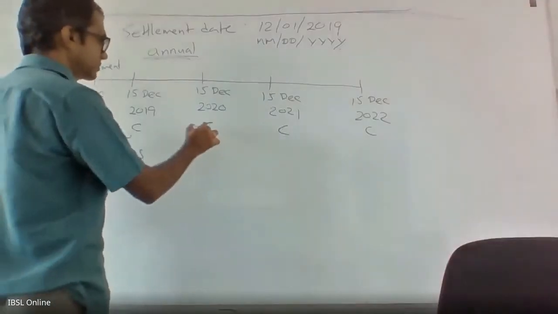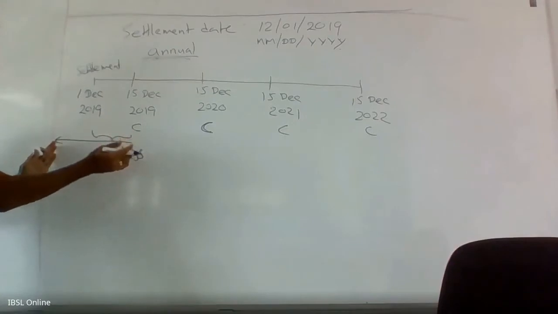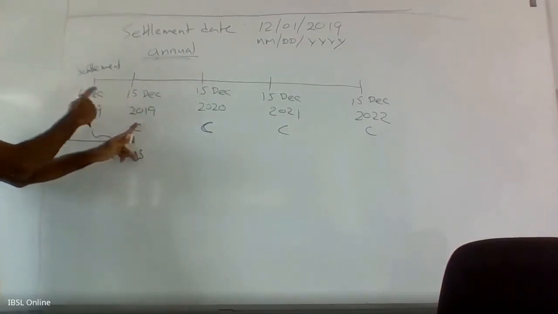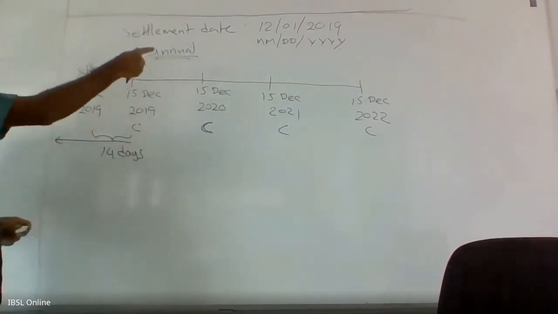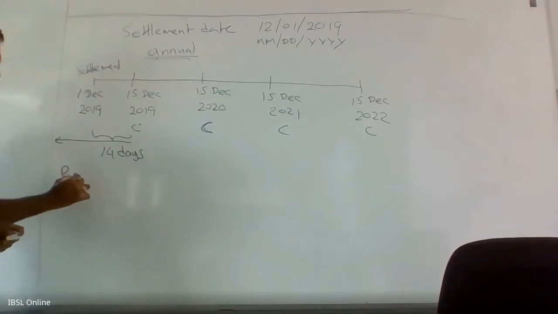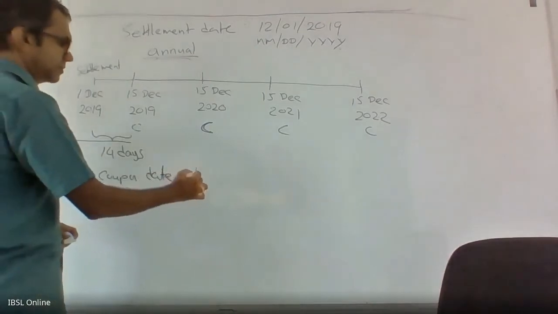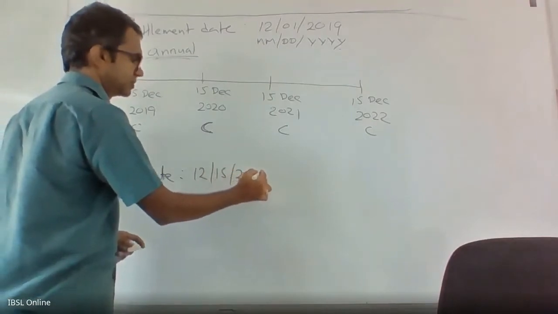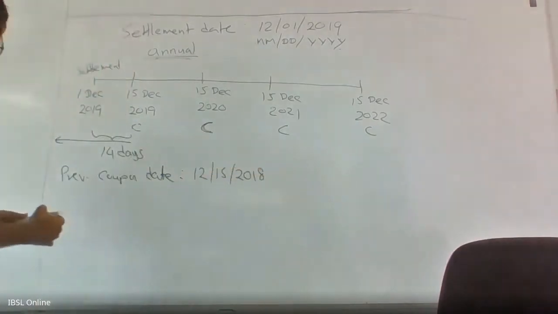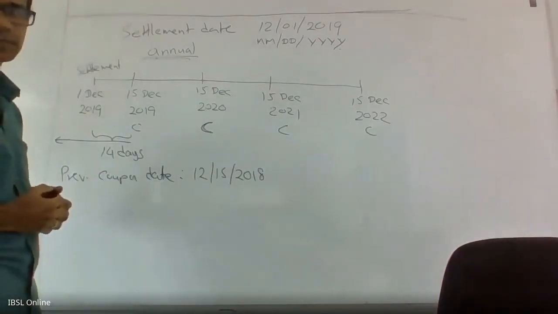We need one more thing. What is the total number of days in this full coupon period? That means, what is the previous coupon date to this settlement date? If it is an annual coupon, the previous coupon date is 15th December 2018. Clear?